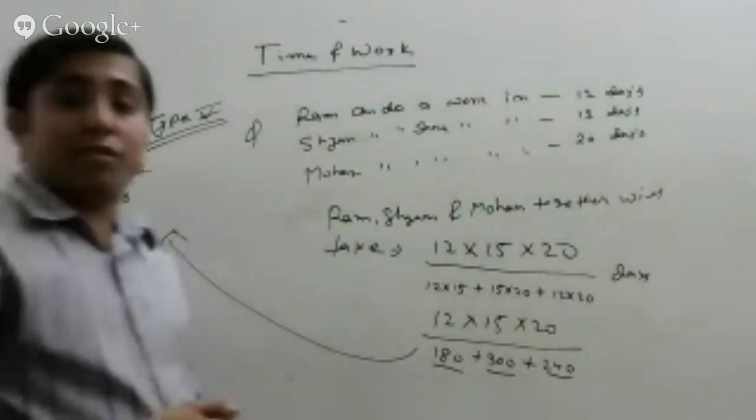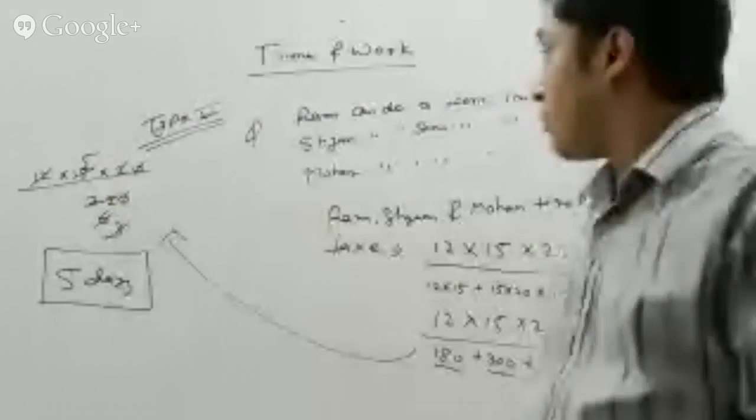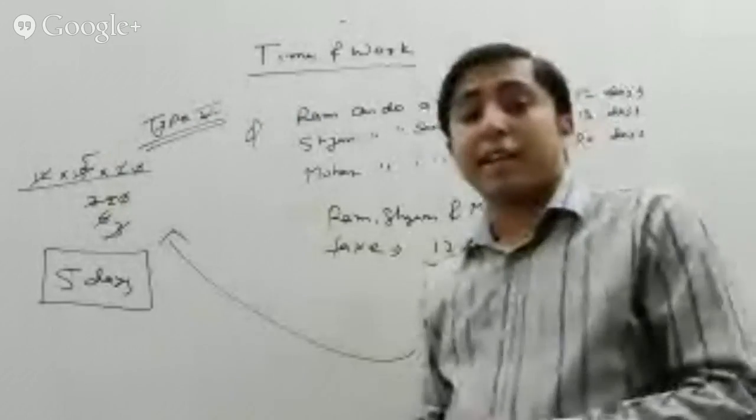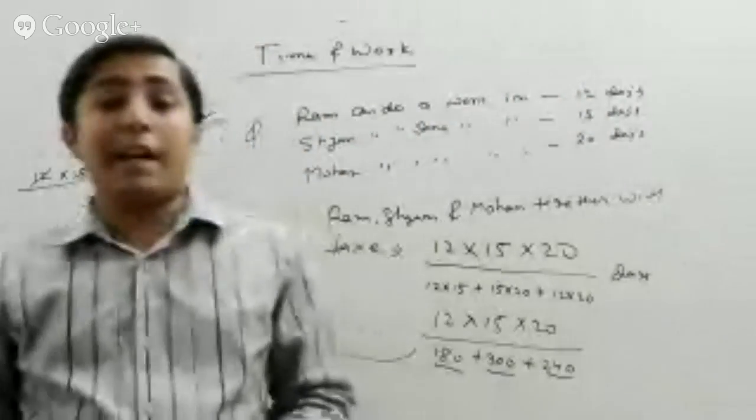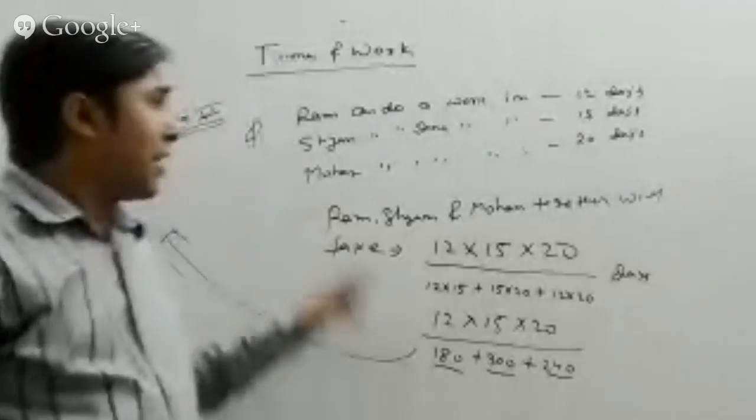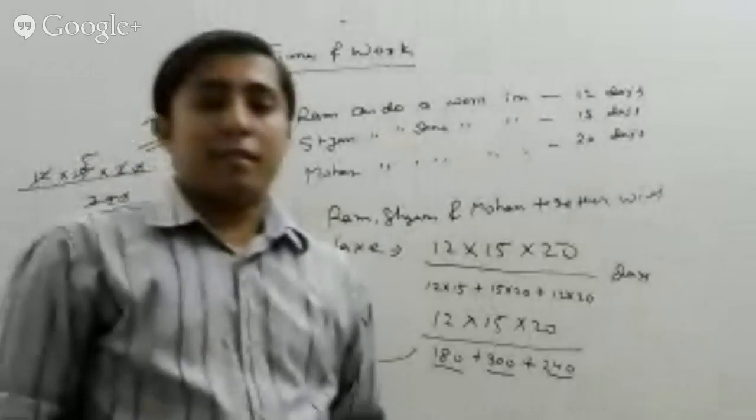So these are three important types: when two people are working together, when two people are working alone, and when three people are working together.